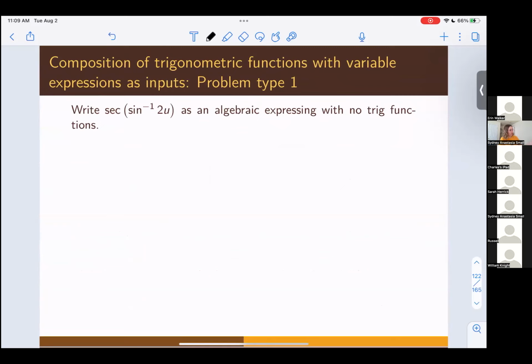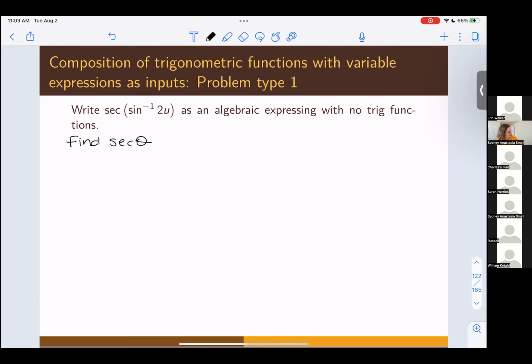That sounds impossible, because what I'm asking you to do pretty much is get rid of the secant and the inverse sine and write a function equivalent to this. That sounds a little terrifying at first, but how could we do that? Well, first, let's write this out in English to kind of parse what we're doing. What this is asking us to do is find the secant of some angle theta.